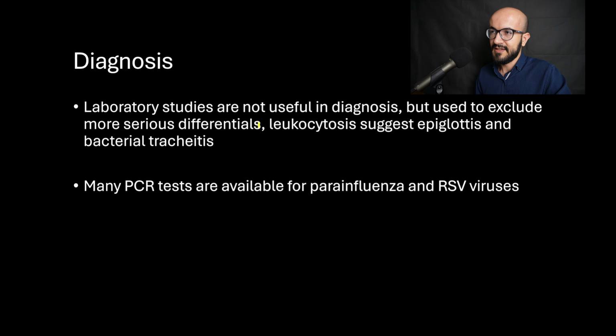Now, laboratory studies are not useful in diagnosis, but are used to exclude more serious differential diagnoses and leukocytosis, such as epiglottitis and bacterial tracheitis. Croup doesn't come with leukocytosis. The ones that come with leukocytosis are epiglottitis and bacterial tracheitis. Now, many PCR tests are available for parainfluenza and RSV viruses to confirm the diagnosis.